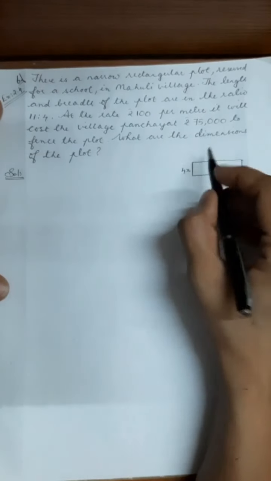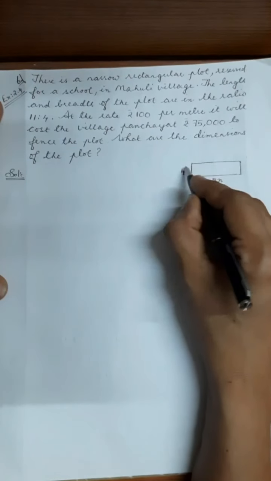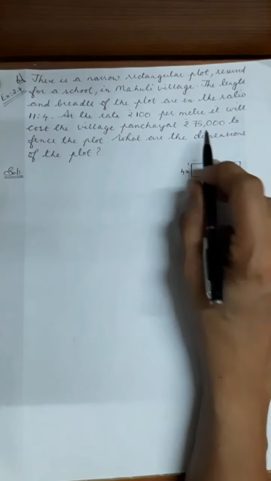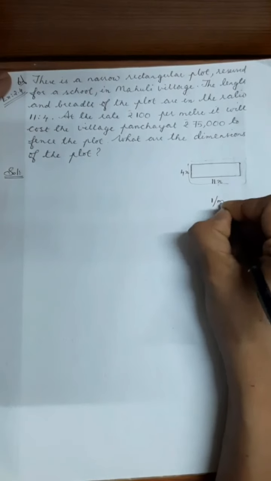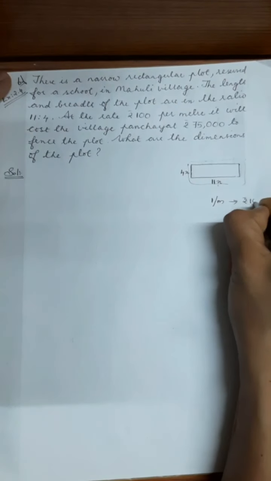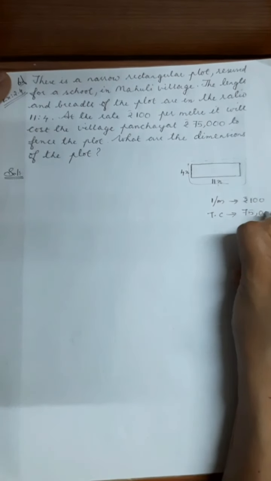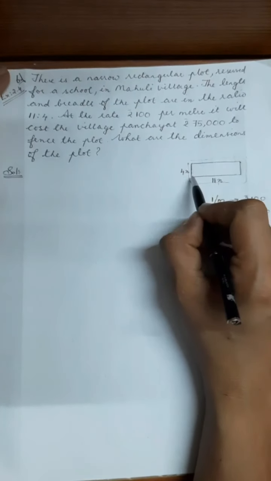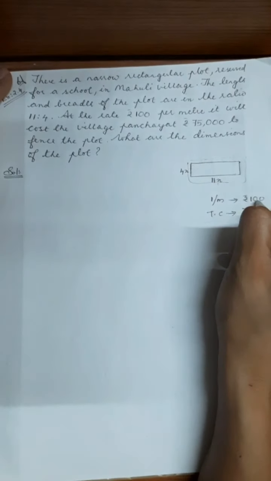the plot. That means if they want to construct a fence around this plot, it will cost a total of 75,000 for the panchayat, because per meter it takes 100 rupees. So what is the total cost? The total cost is 75,000 to construct a fence around this, because per meter it takes 100 rupees. Per meter means for 1 meter it will take 100 rupees.